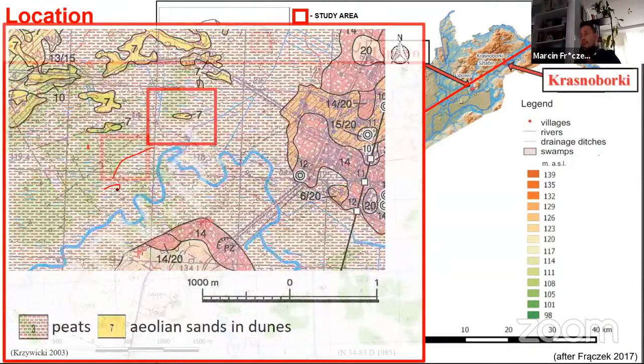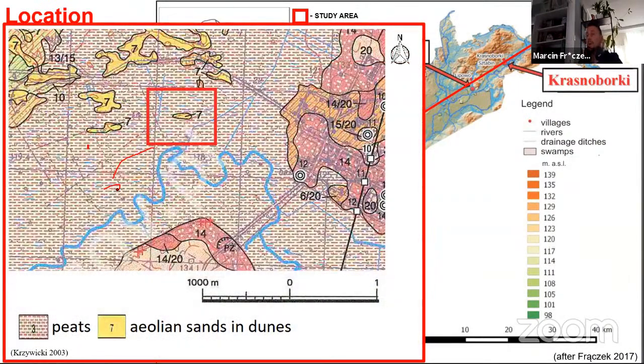When we have a look at the geological map, this is part of the detailed geological map, we are dealing with some elevation which is built by Aeolian sand. This was the first work to do, to confirm or to decline this thesis. All this area is covered by peats, in very close vicinity of the Biebrza River. And you can see we are also dealing with some drainage system in this area.